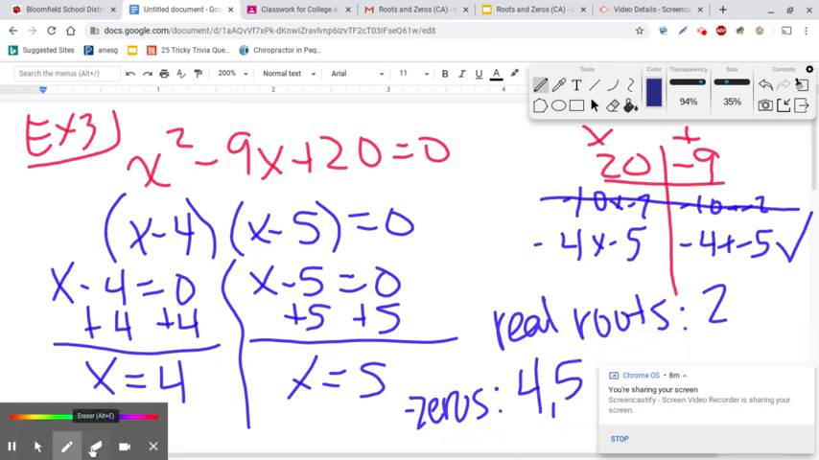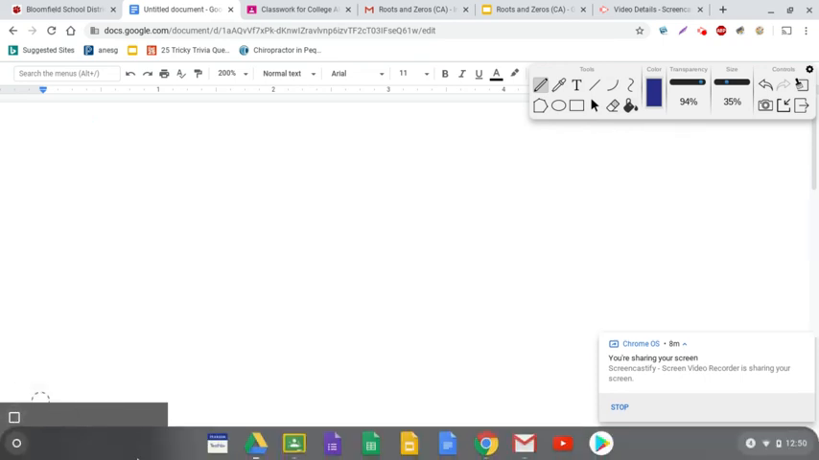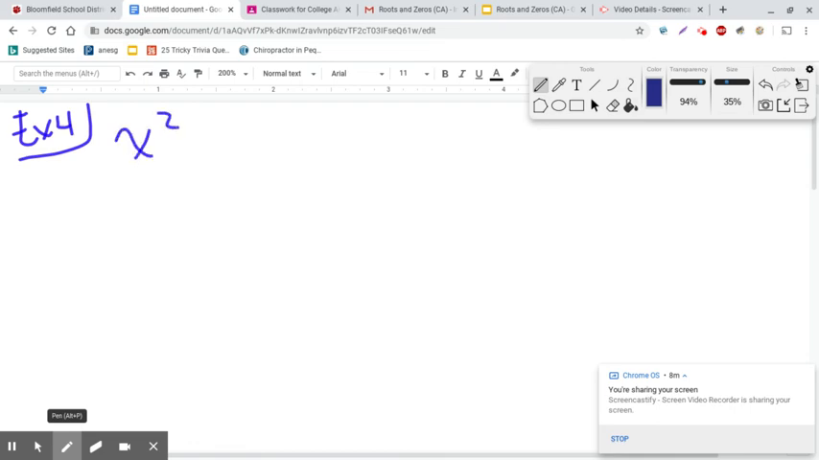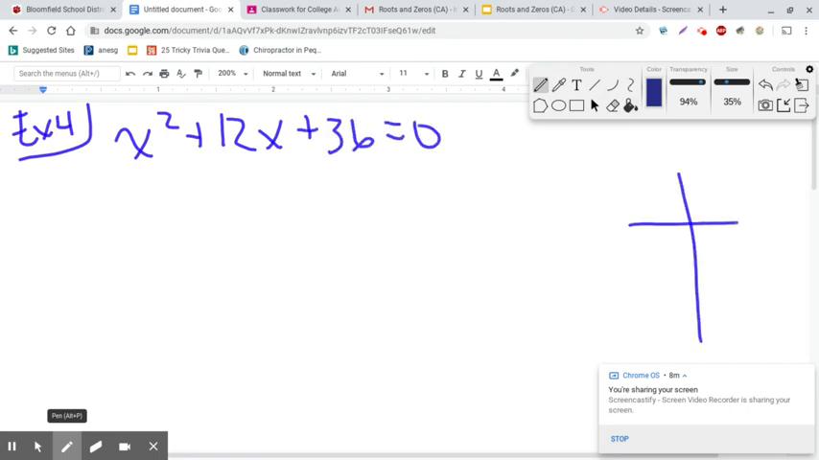Last example. All right, guys, example 4. All right, we're going to have x squared plus 12x plus 36 equals 0. All right, we want 2 numbers that multiply to be 36 and add to be 12.